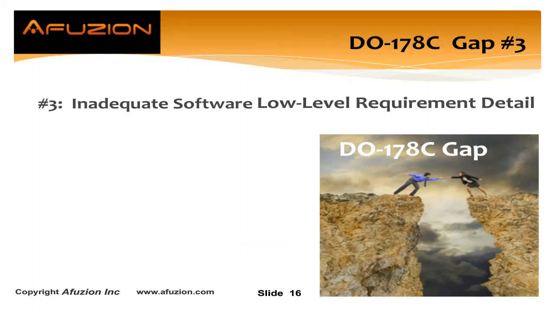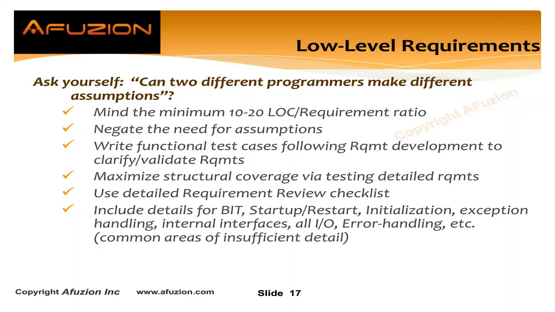When we have weak requirements, we have assumptions. The key goal is to minimize assumptions. That's why we have the objectives and the subjectives. That's your standard. So ask yourself this question that most companies can't answer successfully: can two different programmers make different assumptions?